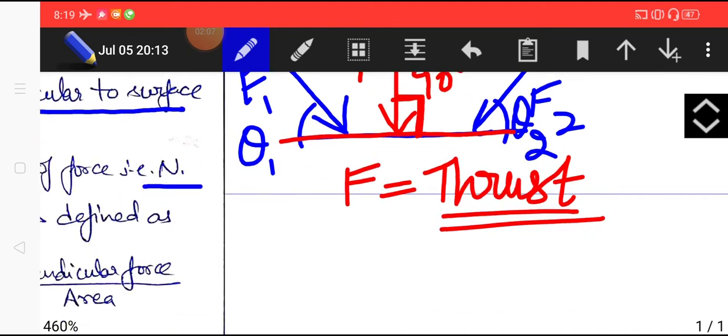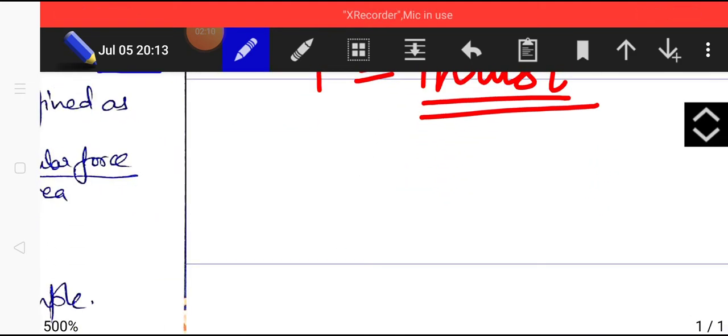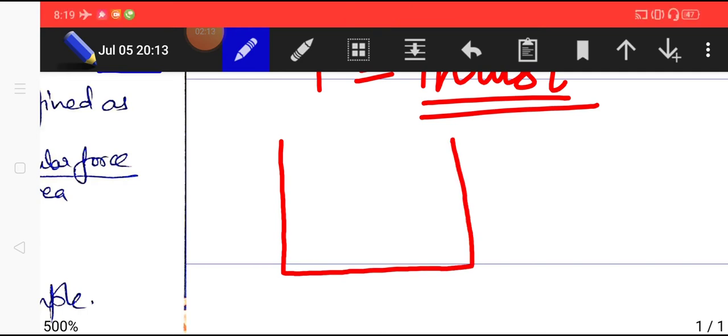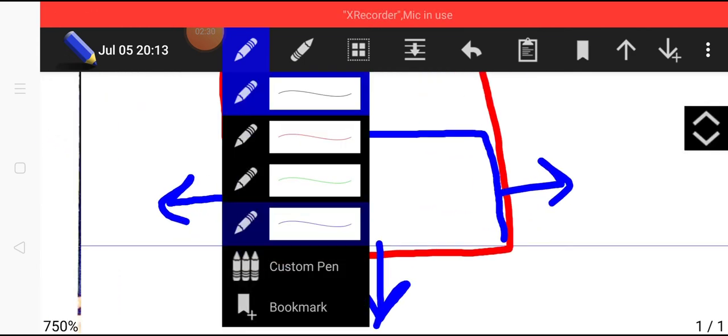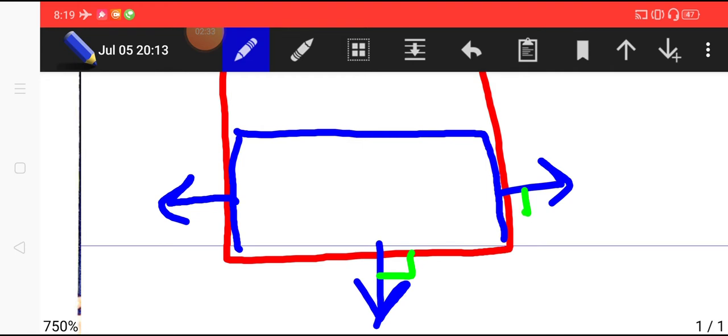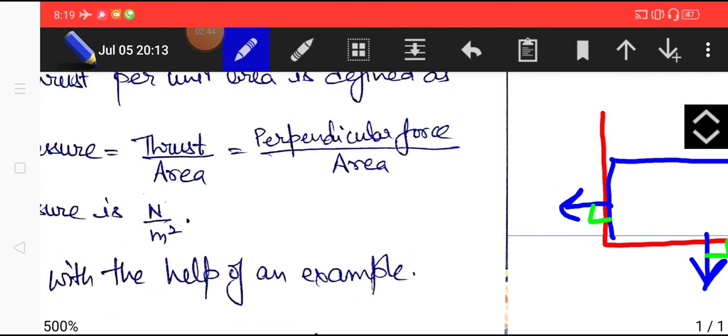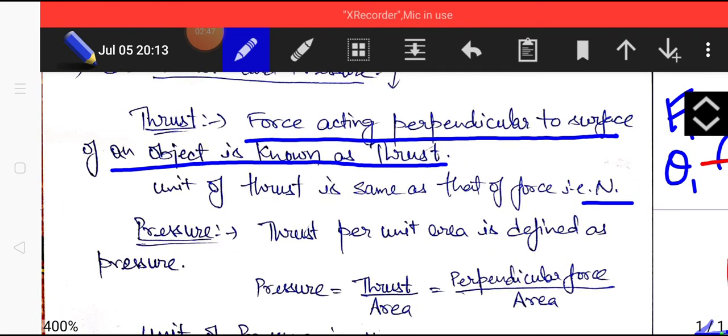Why are we studying this 90 degree concept? Let me tell you. We will study fluids in a container. जब भी हम किसी liquid को, whenever we take a fluid or liquid in a container, then this liquid applies a force which is perpendicular to the surface of the container. You can see there is always a perpendicular force to the surface of the container. This force applied by the fluid on the walls of the container is also known as thrust. And as we have studied, the units of thrust and force are the same, that is Newton.